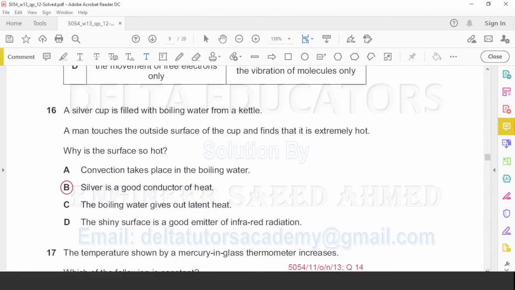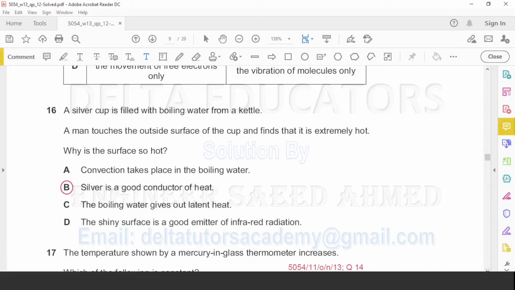Question number 16. A silver cup is filled with boiling water from a kettle. A man touches the outside surface of the cup and finds that it is extremely hot. Why is the surface so hot? Definitely heat is transferred from the silver cup to his hand. That's why he finds that it is hot.